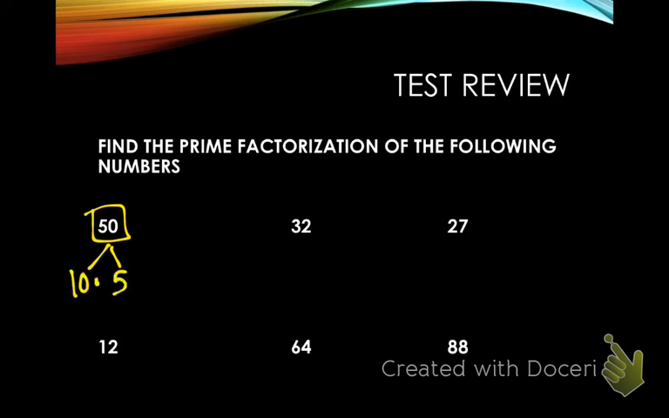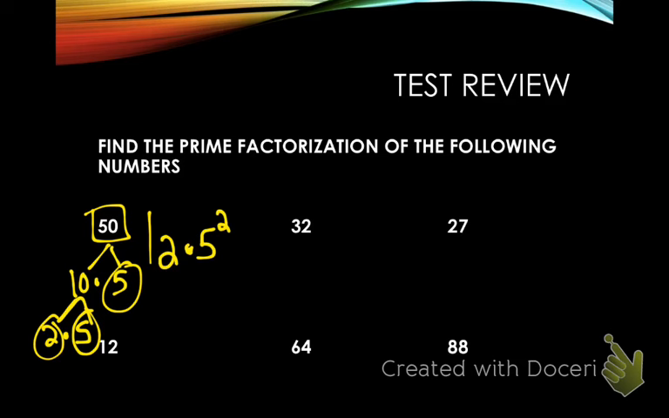Okay, 5 is a prime number, so I'm going to circle that. What makes 10? Well, 2 times 5. Okay, those are both prime numbers. Now I have to be very careful because remember I have to order these from least to greatest. Okay, so the 2 comes first, and then I need to multiply it by the 5 and the 5. But I have to be careful, I want to write it in exponential form. So that should be 5 squared. Put a box around it.